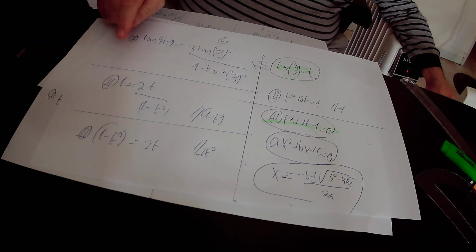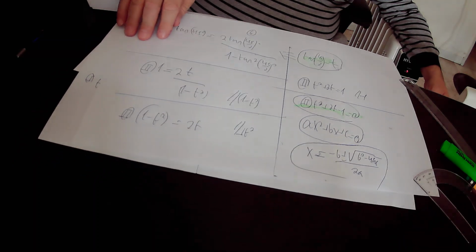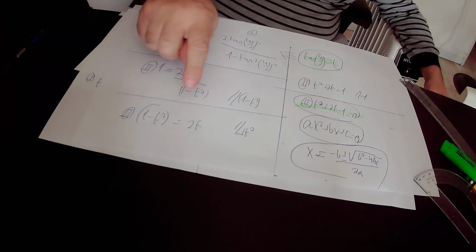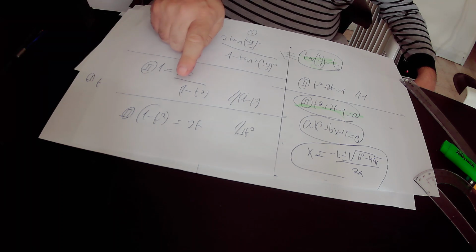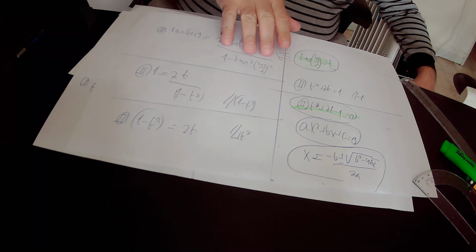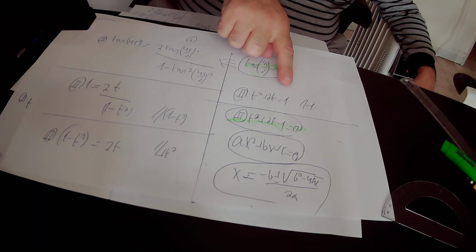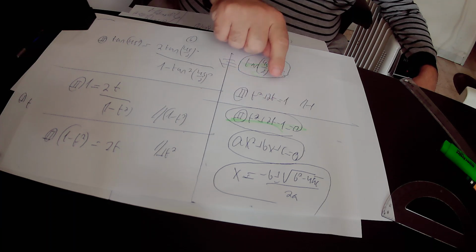Here we multiply this equation number 2 by 1 minus t squared, and found out that according to equation number 2, 1 minus t squared equals 2t. So here we added to this equation t squared, and finally found out that t squared plus 2t equals 1. Here we subtracted 1 from this equation, and finally found out that according to equation number 2, t squared plus 2t minus 1 equals 0.